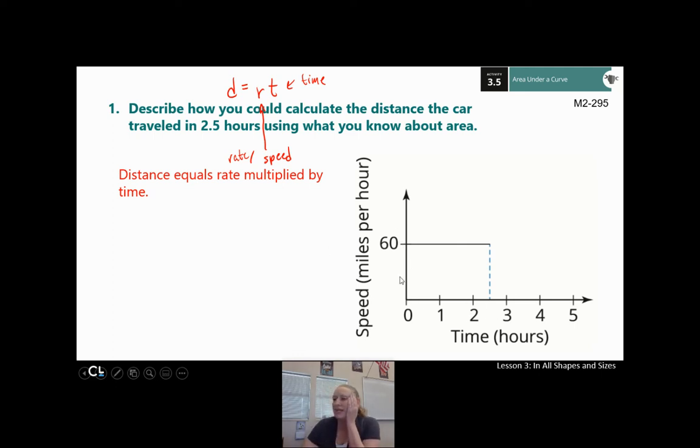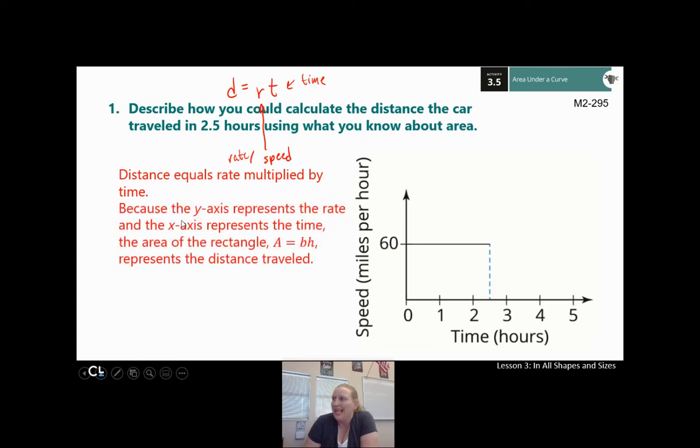Well, I can see that my rate is 60 miles an hour, and I can see that my time is 2.5 hours. So they said to describe it in terms of areas. What we're actually finding here, even though we're trying to figure out how far we drove, but in terms of this graph, since our graph has time and our graph has a rate on it, because that y-axis represents the rate and that x-axis represents the time, when we're finding the distance, we're actually finding the area of our rectangle, right? Base times height. So the area of this rectangle actually represents the distance that we traveled. It's deep, huh? That's deep.